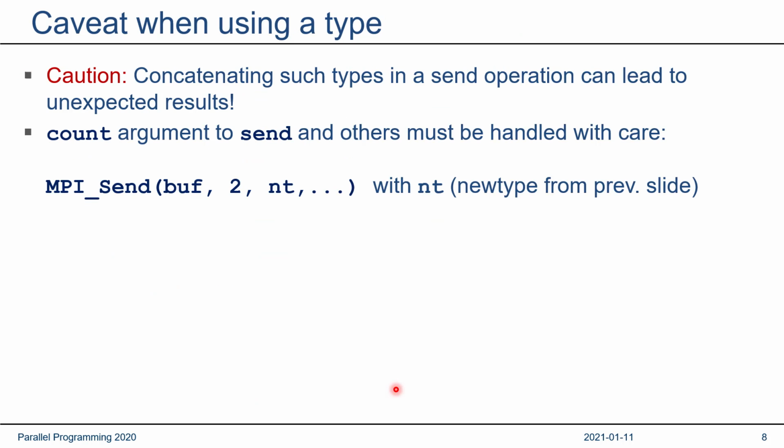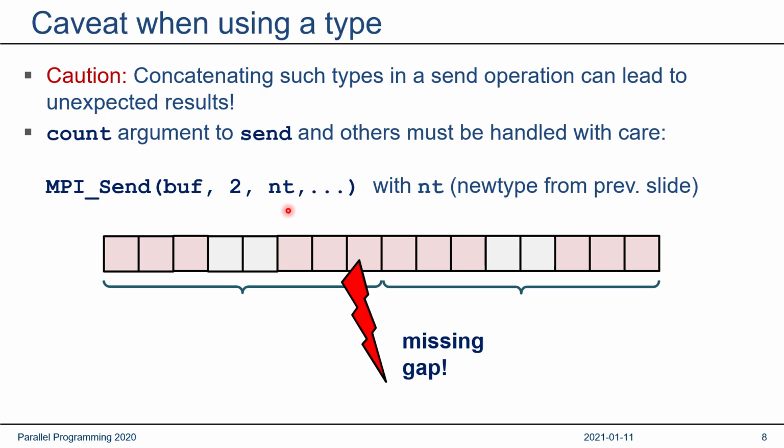When using such types, there's a big caveat. If you concatenate such types in a send operation, this can lead to unexpected results. For example, with the flexible vector type we previously defined, if we use it in a send operation and want to send 2 of those objects in a row, then this is the result. By default, any gaps at the end of the type are not considered when using it multiple times in a send operation. So the gap is missing. This can be corrected for, but the default behavior is that the gap is ignored. You have to keep that in mind. A general advice in this respect is to always define types in a way that makes it unnecessary to specify more than one object of the type.